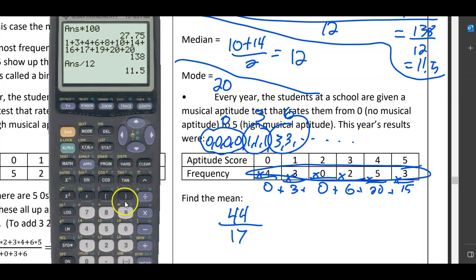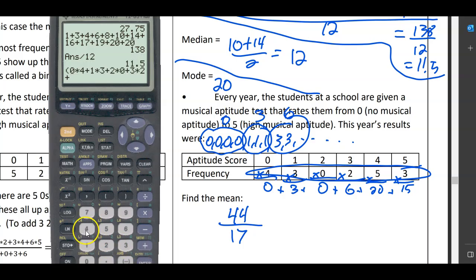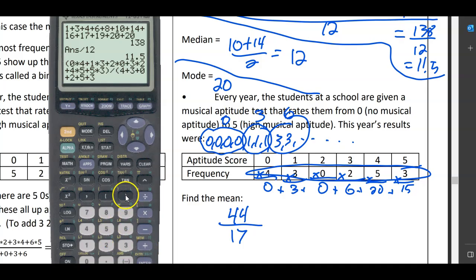If you wanted to do this all on your calculator, you need a parenthesis in the top, and it would be 0 times 4 plus 1 times 3 plus 2 times 0 plus 3 times 2 plus 4 times 5 plus 5 times 3, close parenthesis, divide by, open parenthesis, add the numbers on the bottom. 4 plus 3 plus 0 plus 2 plus 5 plus 3.